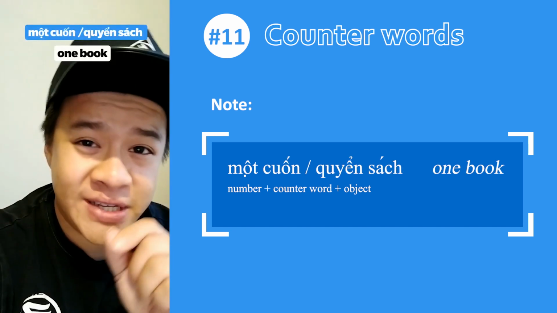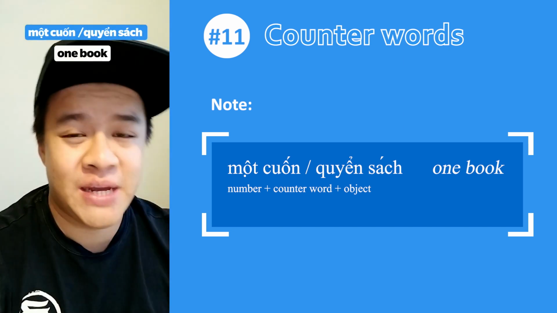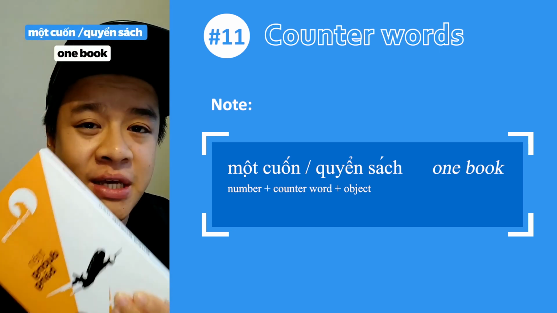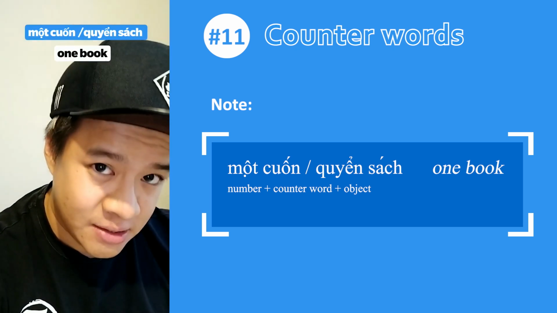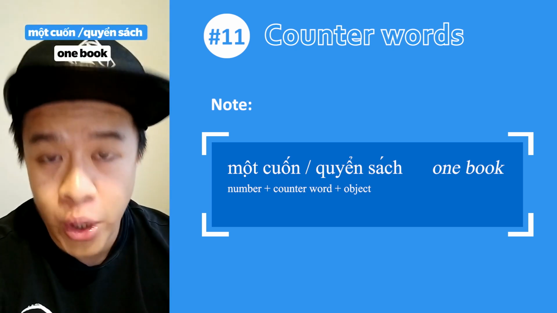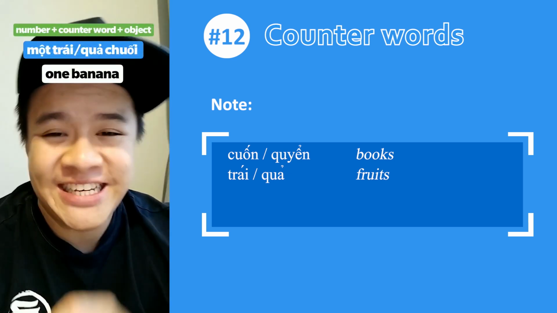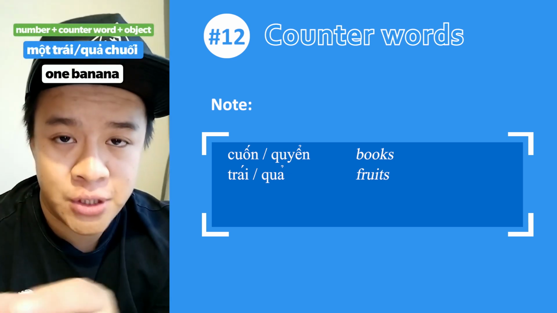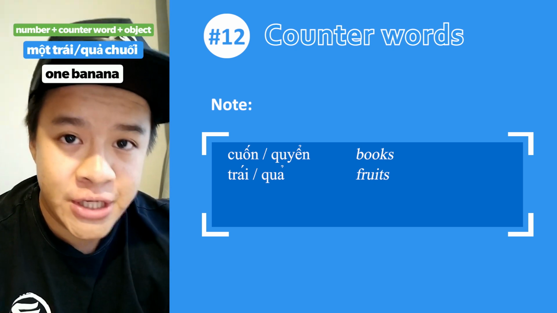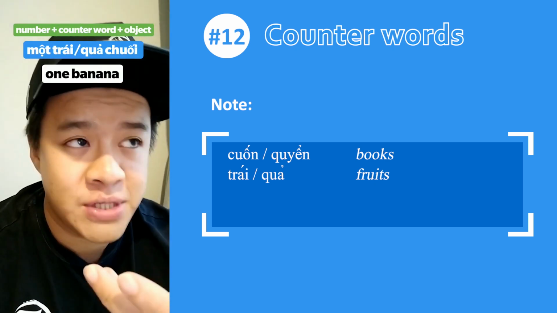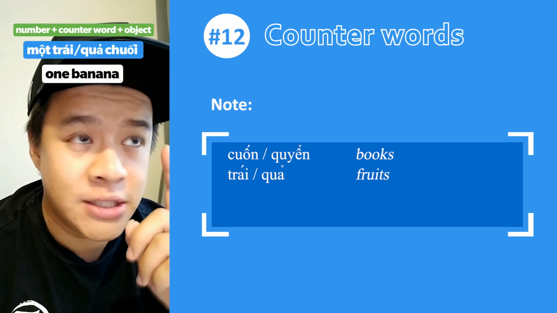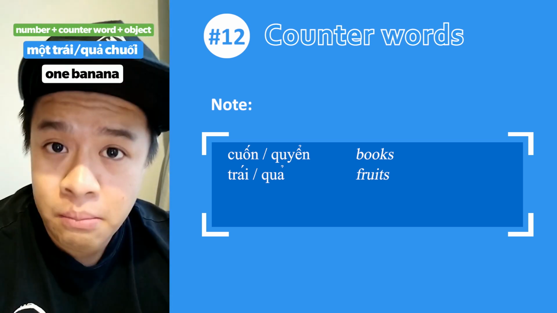The tricky thing now is there are a lot of different counter words. For example, for books, you don't say trái or quả, but you say cuốn or quyển sách. Một cuốn, một quyển sách. So the structure here is the number or the amount, the counter word, and then the object. Trái or quả are used for fruits. So you could say, for example, một trái chuối, 1 banana.